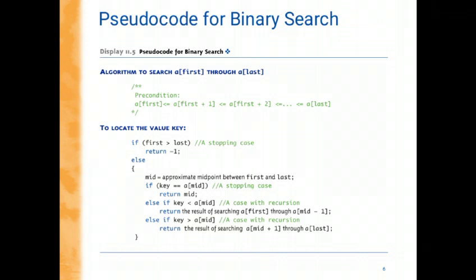Else, if key < A[mid], meaning the key value is less than the middle value, return the result of searching first through A[mid-1]. Else, if key > A[mid], the key value is greater than the middle value, return the result of searching A[mid+1] through A[last].